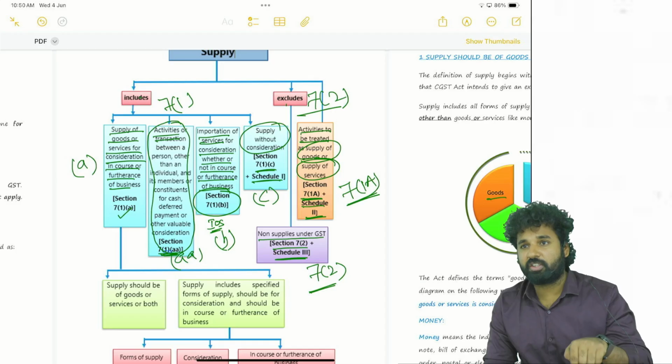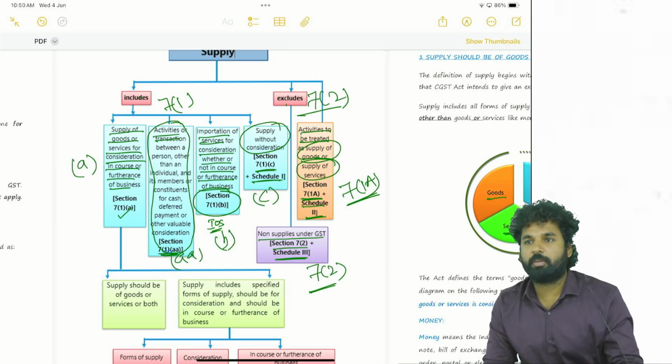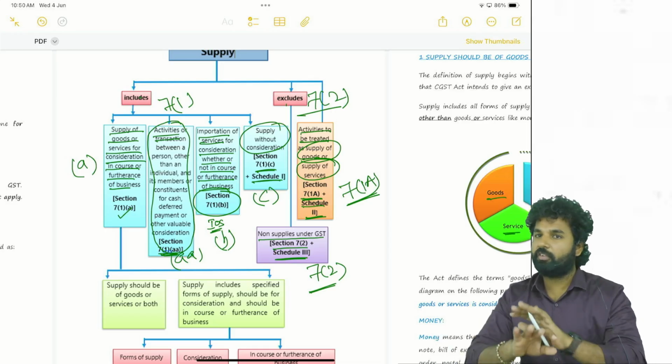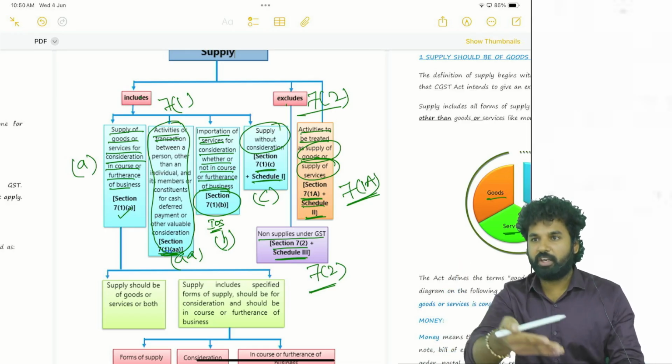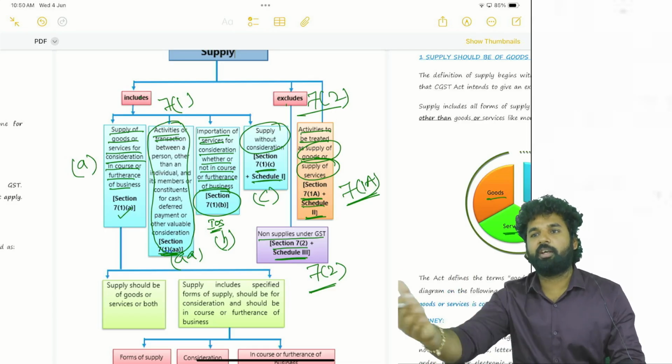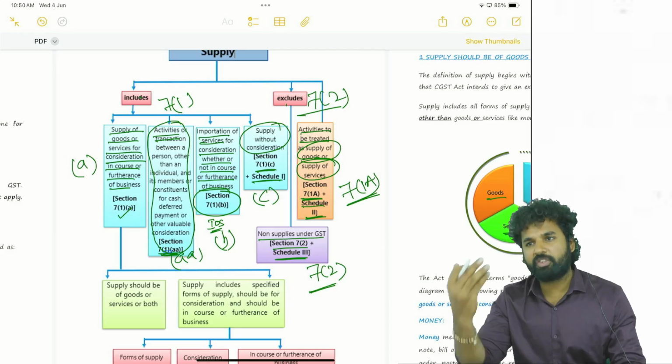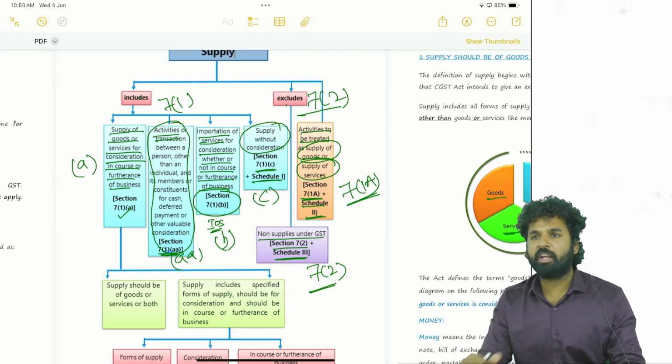Still there is a chance it could be a supply. If a transaction is not involving goods or services, it cannot be treated as supply. Straight away we can reject. That means a real estate transaction, selling of land, is not a supply. Why is it not a supply? First of all, land is not a good. They are not dealing in goods.